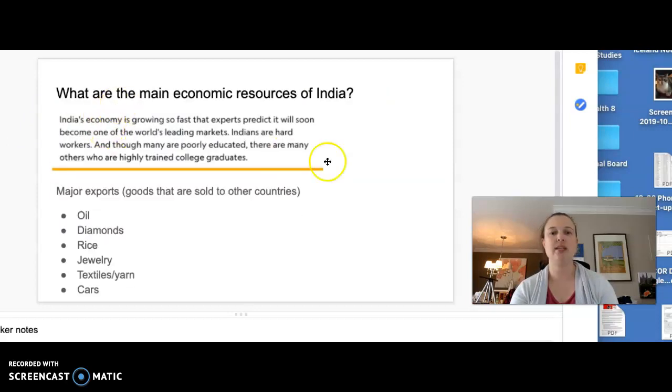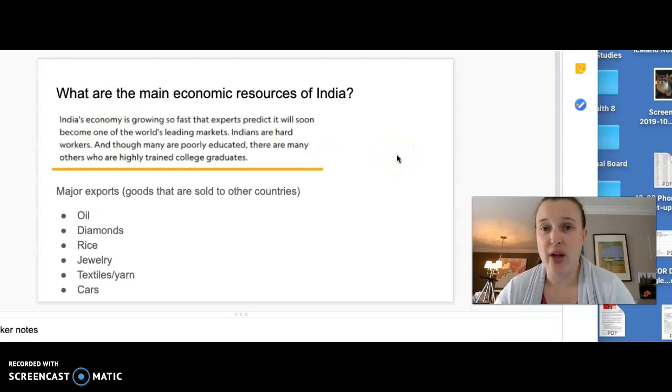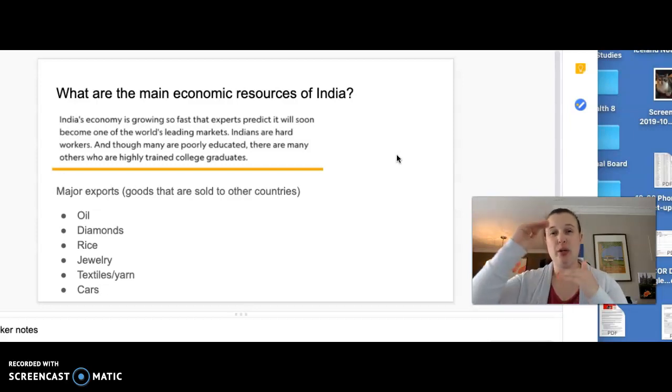It says, India's economy is growing so fast that experts predict it will soon become one of the world's leading markets. Indians are hard workers, and though many are poorly educated, there are many others who are highly trained college graduates. So when you look at the population of India, there's a lot of very, very poor people. And then there's also lots of very, very rich people and very educated people. So there's a really big divide between the people who are educated and rich and the people who are very, very poor. So India's economy is very complicated.